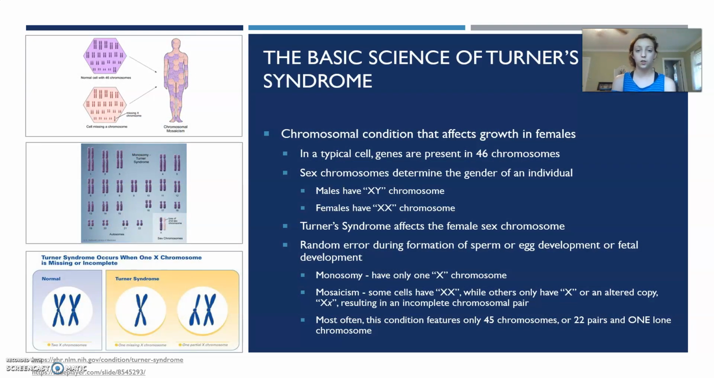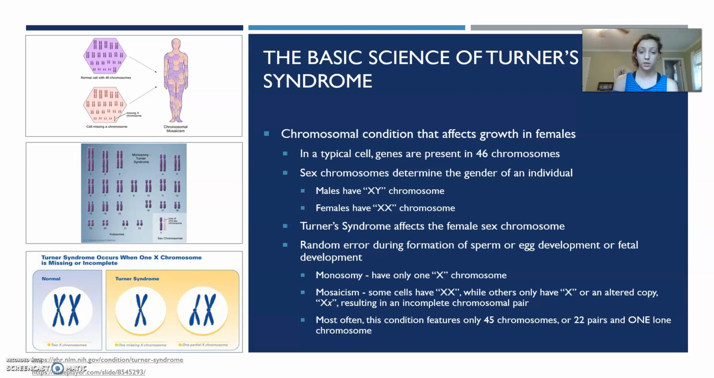Turner syndrome is a chromosomal condition that affects growth in females. In a typical cell, genes are present in 46 chromosomes. Sex chromosomes determine the gender of an individual. Males have XY chromosome pairs, and females have XX chromosome pairs. Turner syndrome specifically affects the female sex chromosome. It is a random error that occurs during the formation of sperm or egg development or fetal development.